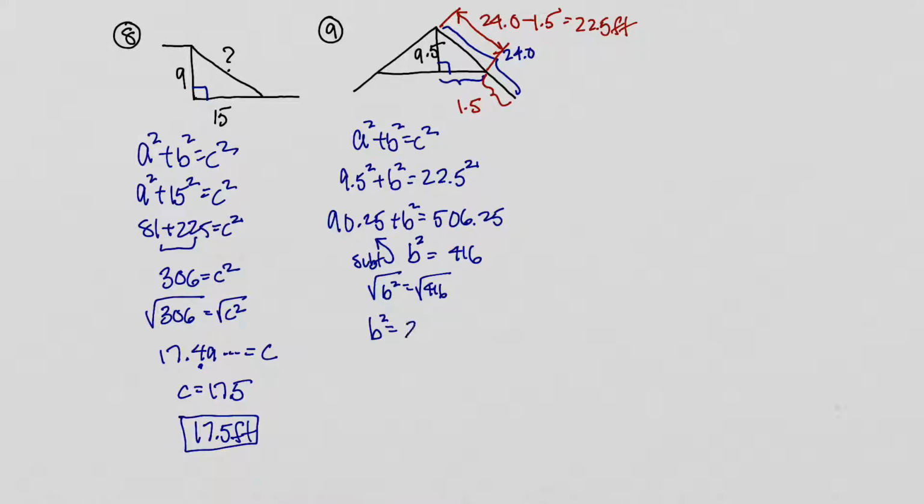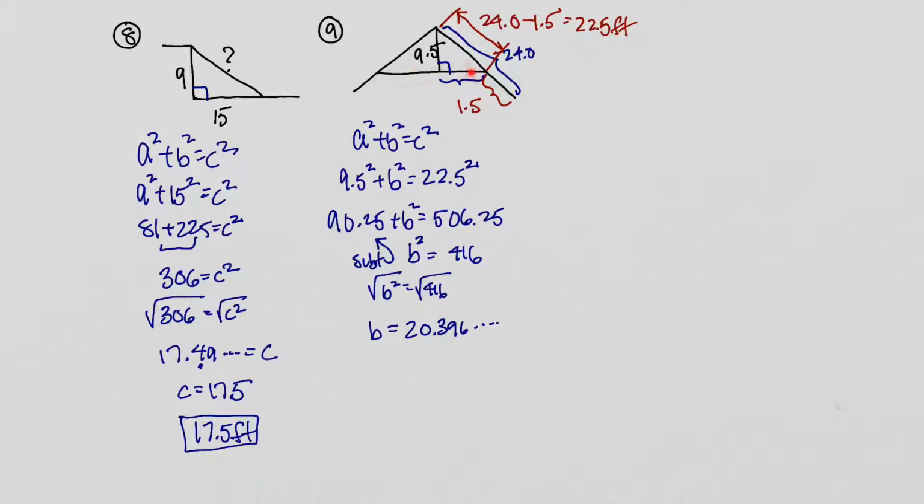And now here's what I got. I got 20.396 dot dot dot. Oh, not b squared, just b. All right, so b is equal to 20.39 and so on. But now what we're asked for, see what we just got here is b. We are asked for the length of that truss right here, the base.